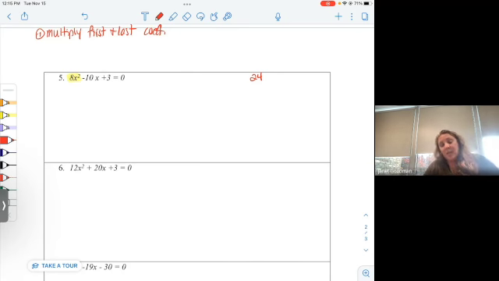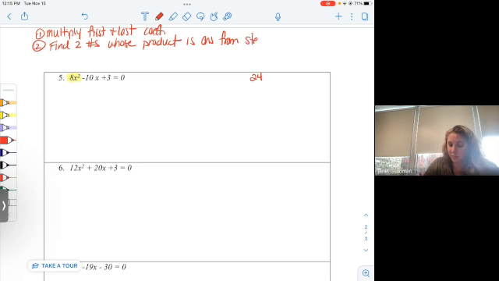+24. Now I'm looking for, this should feel similar, two numbers whose product is 24, but whose sum is -10. So two numbers whose product is our answer from step 1, and the sum is our middle term. So in this case, that would be a -6 and a -4.